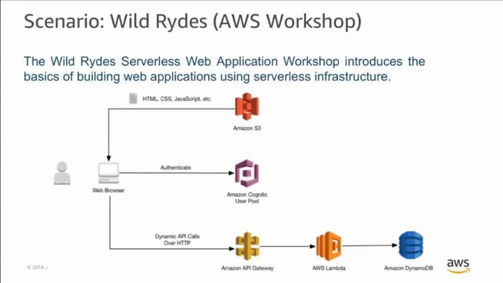It has some fun aspects to it, but the architecture is real. The workshop also provides you with detailed documentation on the architecture as well as a CloudFormation template. All right, so this has three pieces. It uses S3, Cognito, API Gateway, Lambda, and DynamoDB. Let's dive a little deeper on each part.